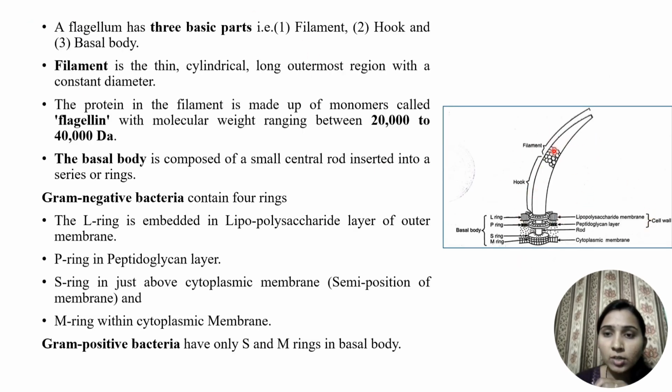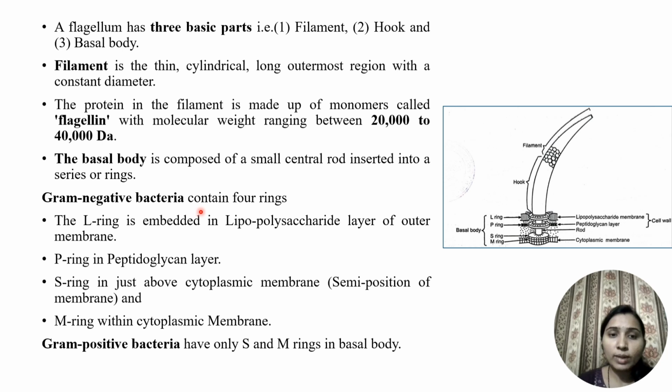In that there are three parts: filament, hook, and basal body. The filament is the thin, cylindrical, long outermost region with a constant diameter, and it contains the protein called flagellin, having molecular weight ranging from 20,000 to 40,000 Dalton. And the basal body contains rings. These are the rings like L, P, S, M.